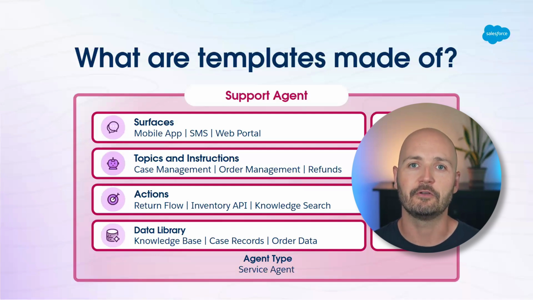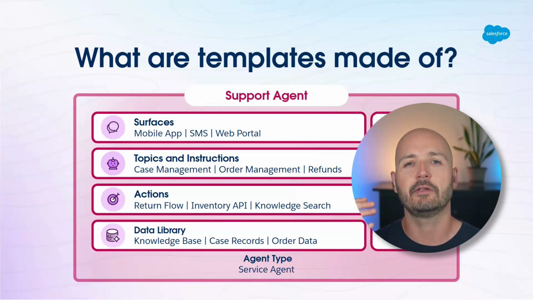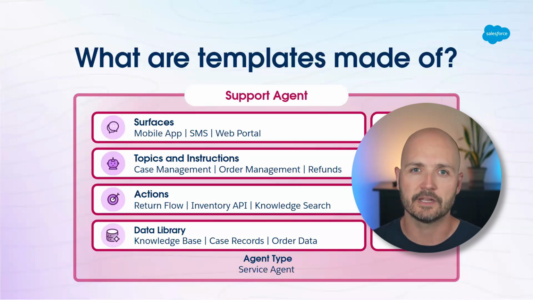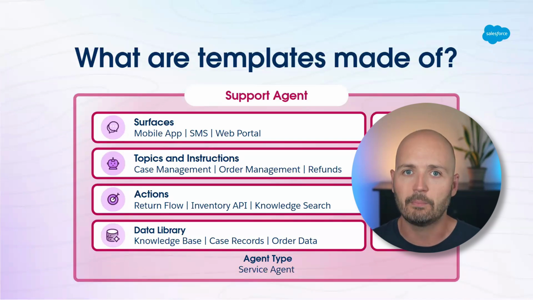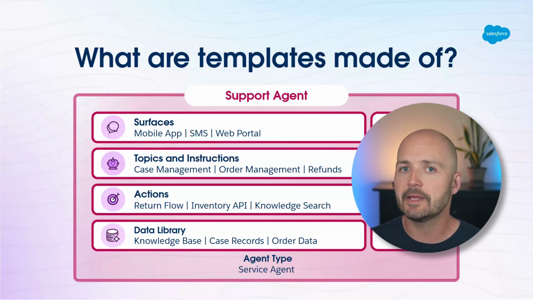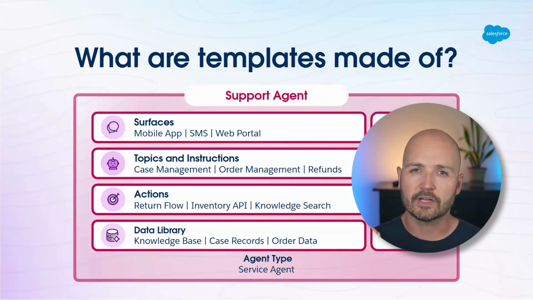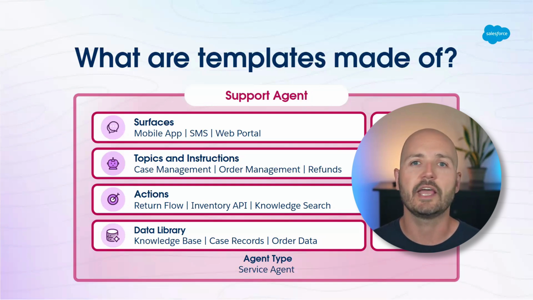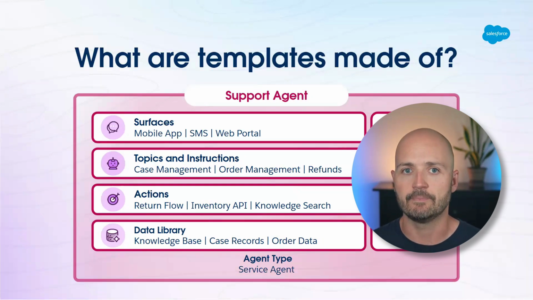Let's think about a support agent, for example. When you look at the out-of-the-box support agent, it already has a couple of information built in. What surface is going to be used on? Mobile apps, SMS, web portal. What topics and instruction are going to be attached to this agent? Case management, order management. What kind of action can it do in the real world, right? What API are we going to give it access to? And what data does it have to be grounded with?